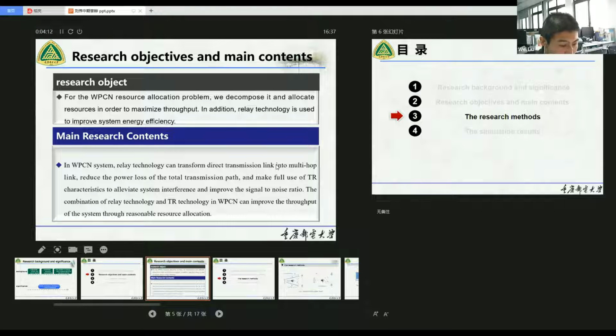My main work is as follows. Firstly, the TR-WPCN model is constructed by introducing time reversal technology in the relay WPCN to counter interference. Then, the optimization objective is set to maximize the throughput of the system by allocating time.